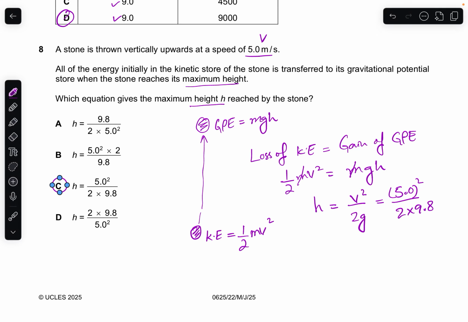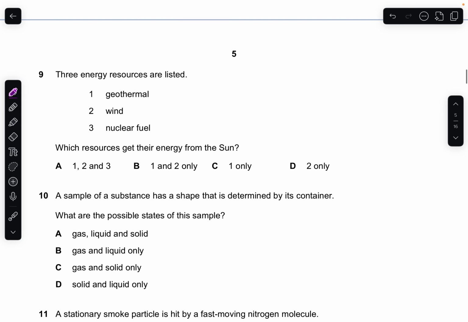Okay, 5 for this. In question 9, 3 energy sources are listed. Which resources get their energy from the sun? What you have to keep in mind is that there are 3 sources that do not get energy from the sun. One is geothermal, the second one is nuclear, and the third one is tidal energy. So there is only wind that takes energy from the sun. So it's option D, that is correct.